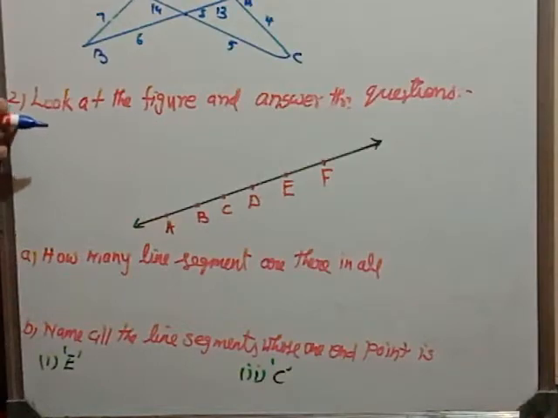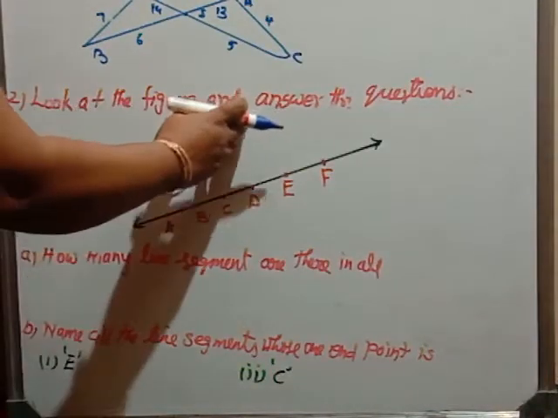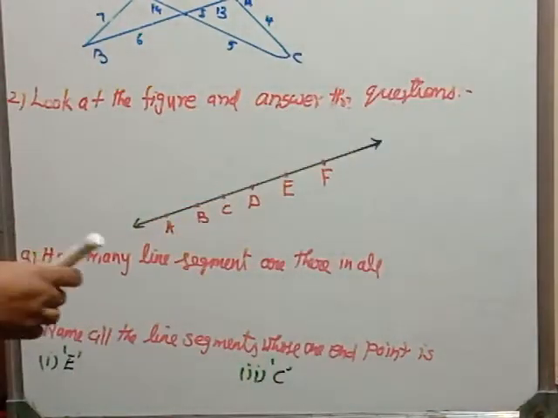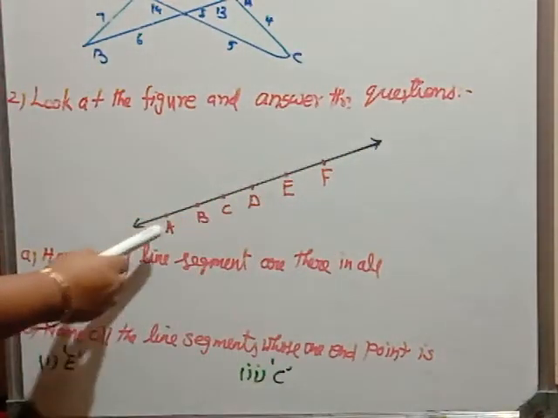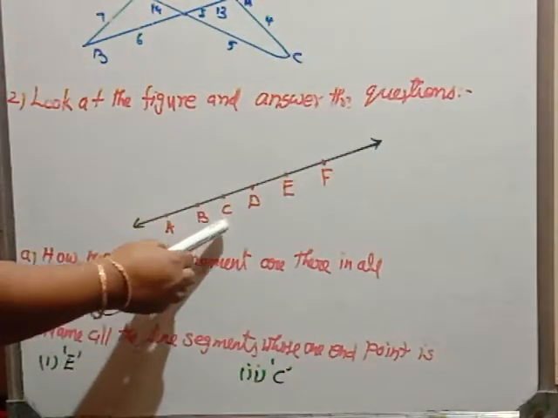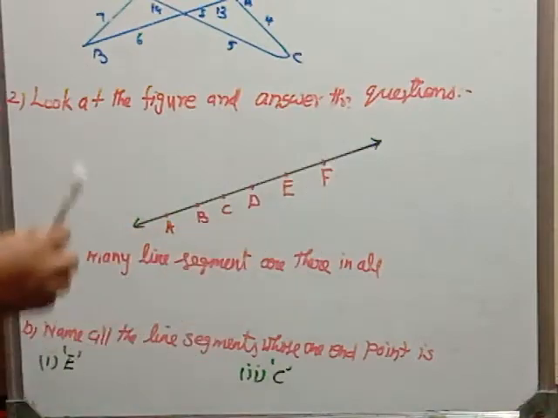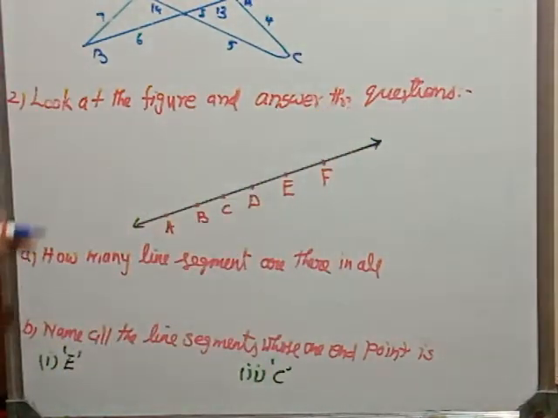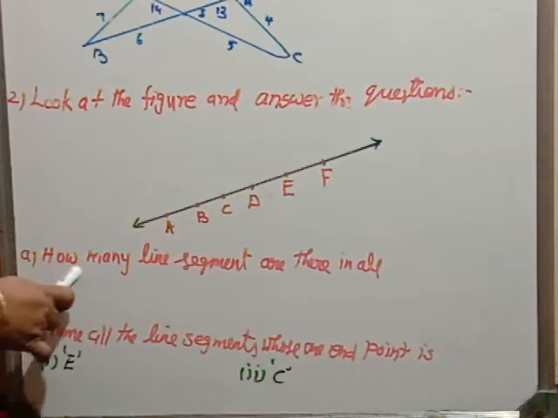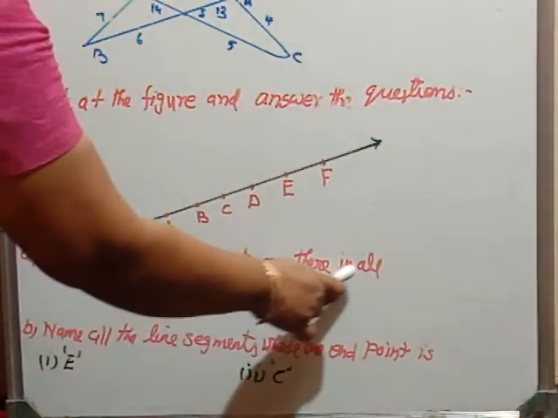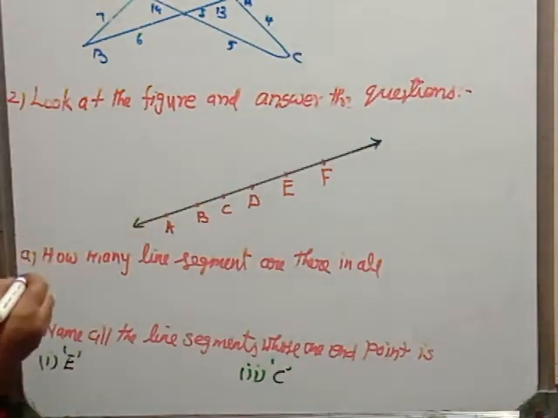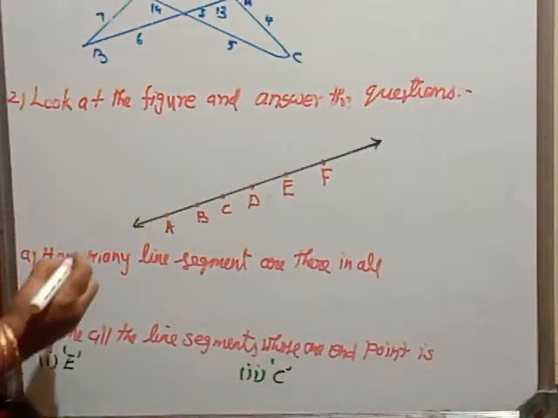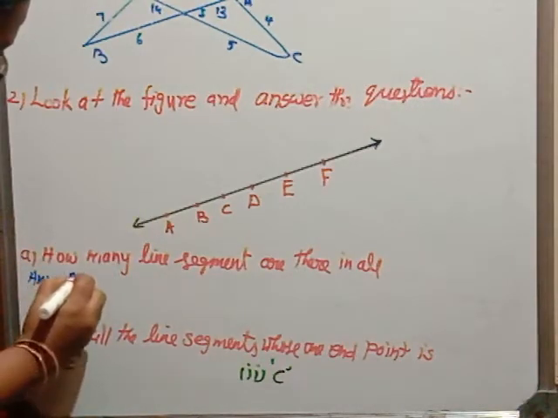Now, the second sum in hearts. Look at the figure and answer the questions. Now, see the figure. In that line, there are A, B, C, D, E, F. 6 points are there. That means they make 6 line segments. Now, we are going to answer the question. How many line segments are there in all? I'll write, then you will know that.